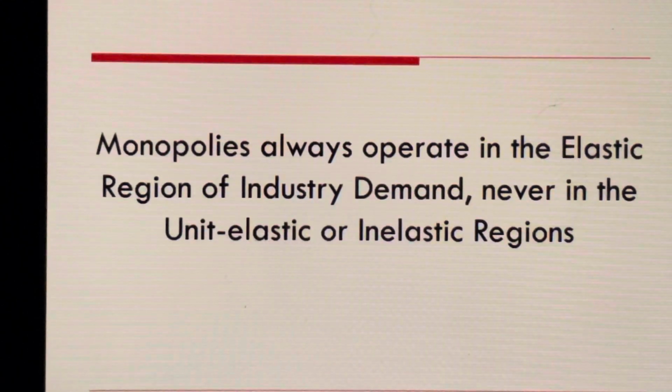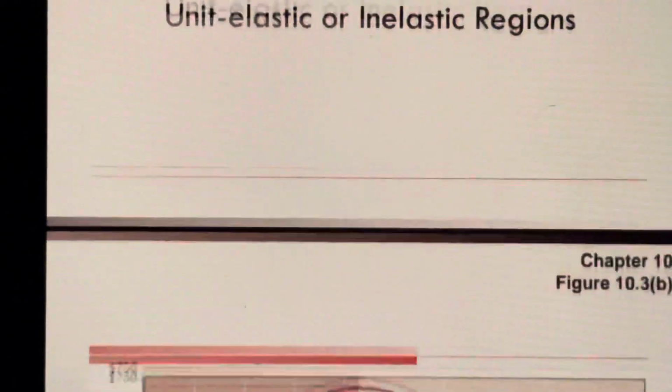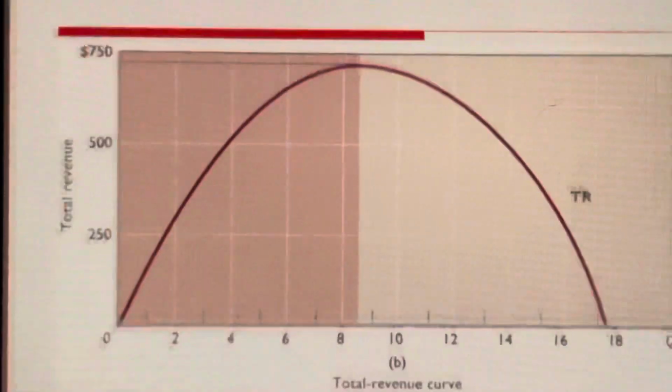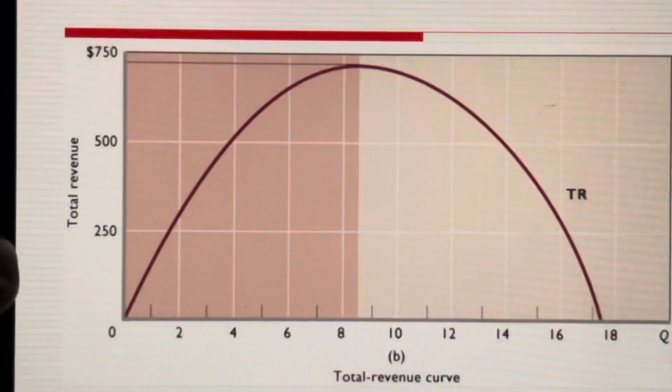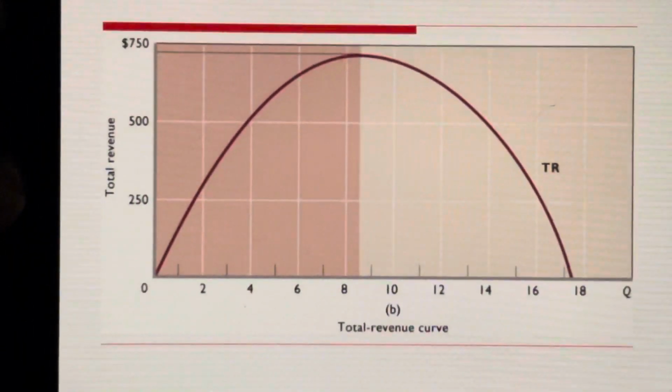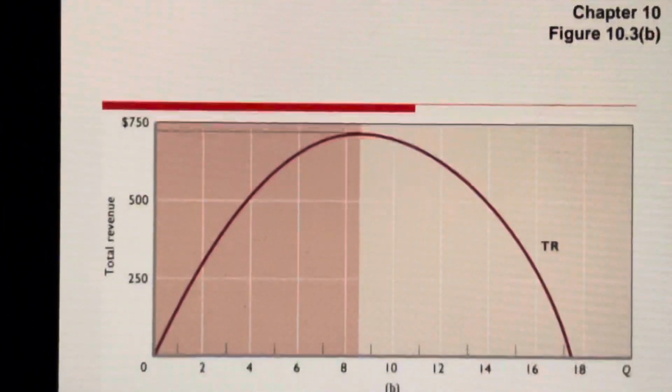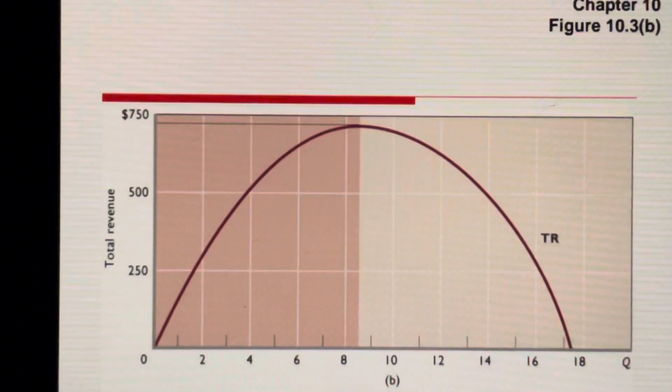Basically, monopolies always operate in the elastic region of industry demand, never in the unit elastic or inelastic regions. That's why that kind of market is always increasing, and they have the leading market values.